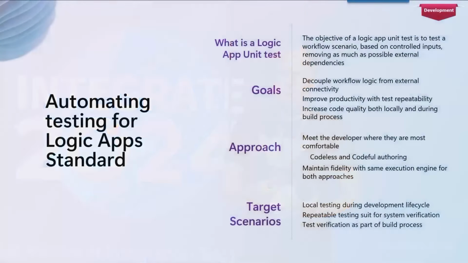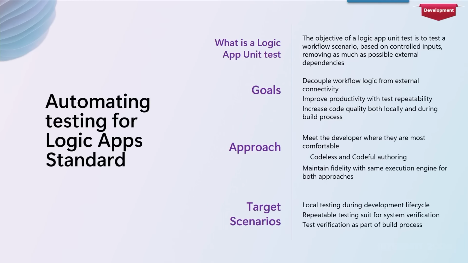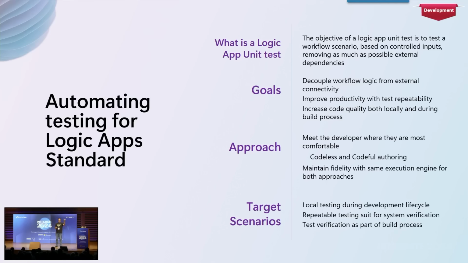So instead of you having to go create a workflow and then test manually, you can write your unit tests and repeat that every time that you're making changes of your workflow. Repeatable testing for the test verification, so getting that same set of things and with the help of your tester, making sure that all the scenarios that you have is there. And of course, test verification as part of your build process, right? So 3 of the target scenarios that we think in when using that.